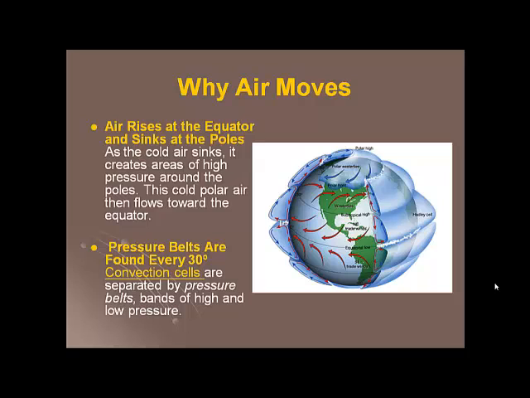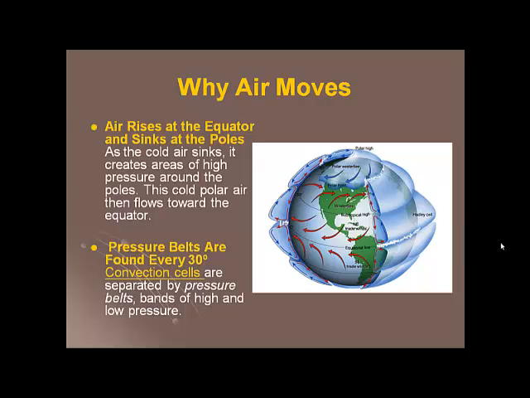Why does air move? Air rises at the equator and sinks at the poles. As the cold air sinks, it creates areas of high pressure around the poles. This cold polar air then flows toward the equator. Pressure belts are found every 30 degrees, and they have convection cells, which are separated by these pressure belts, which are bands of high and low pressure.